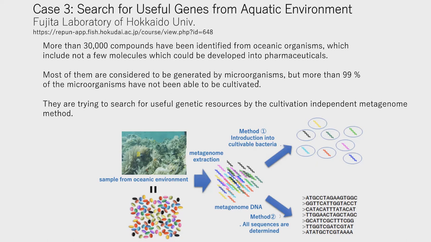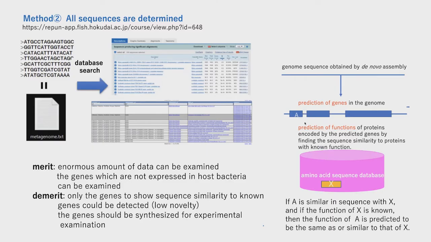So Professor Fujita is trying to search for useful genetic resources by the cultivation-independent metagenome method, and they are trying two approaches. The first approach is introduction of the metagenome DNA into cultivable bacteria. The other method is sequencing the genomes. So we should do some experiments to check whether the gene product actually shows our predicted functions.